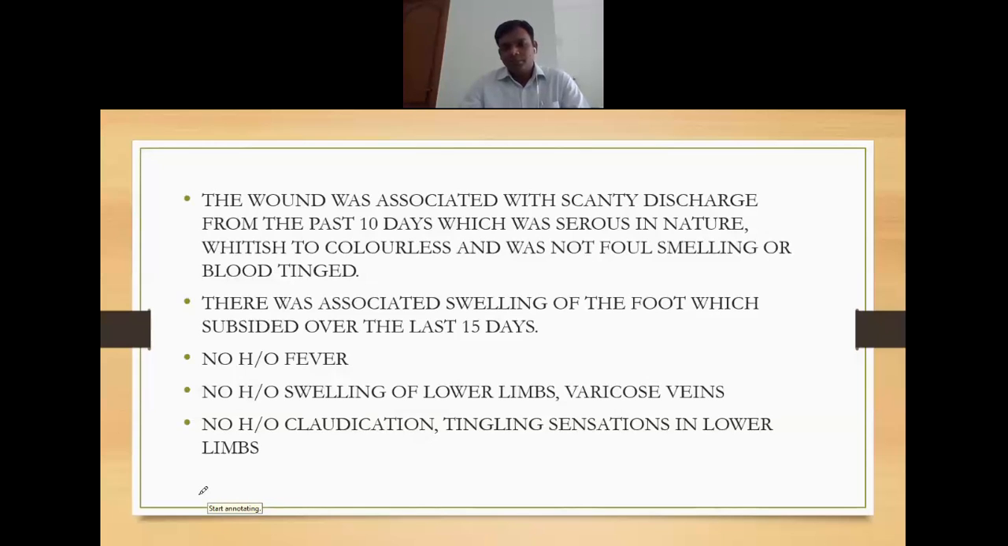So if he gives a history of varicose veins, or a previous history of varicose veins that got treated, this particular ulcer might take a very long time to heal, or we might have to address the primary pathology and this will become a secondary pathology. So yes, sir, you want to know. Yeah.